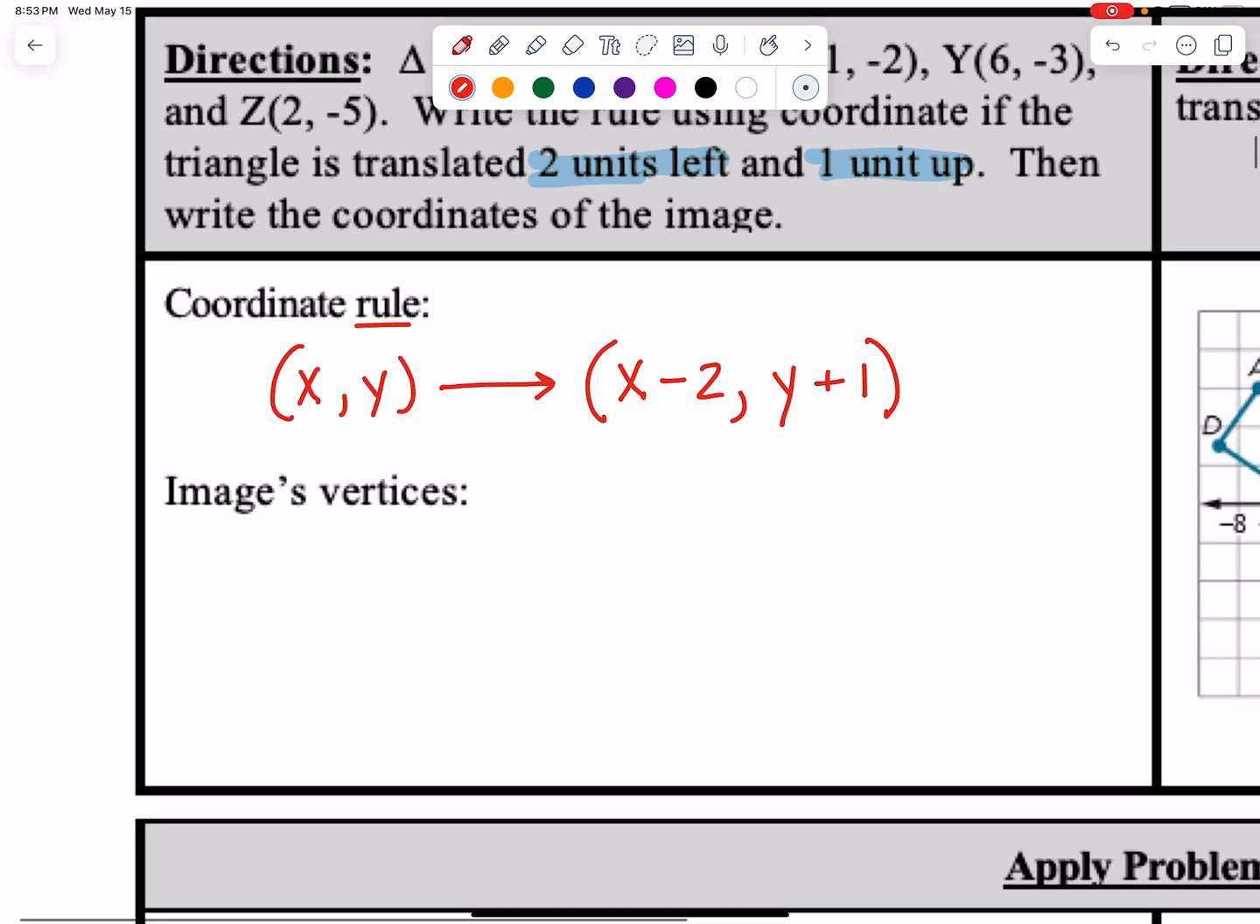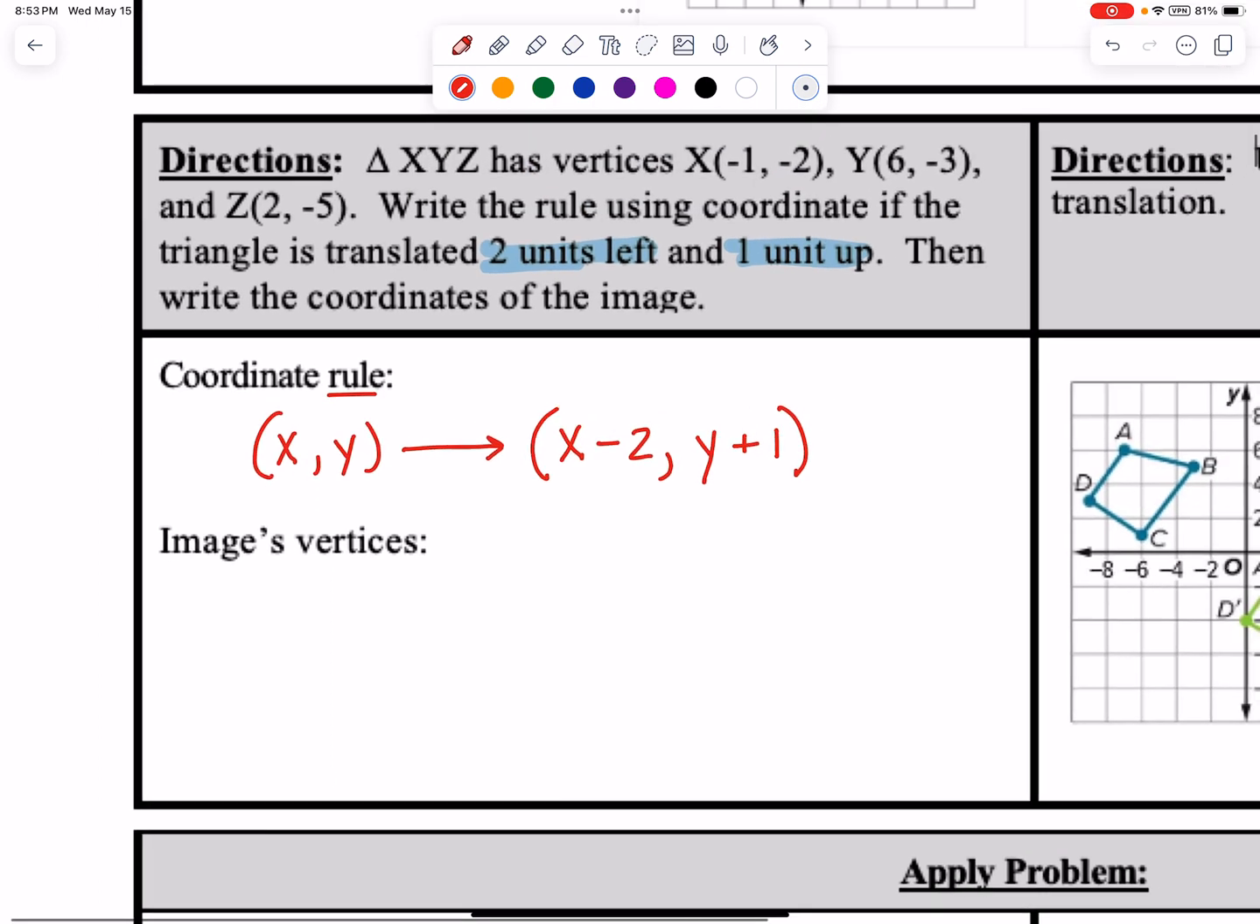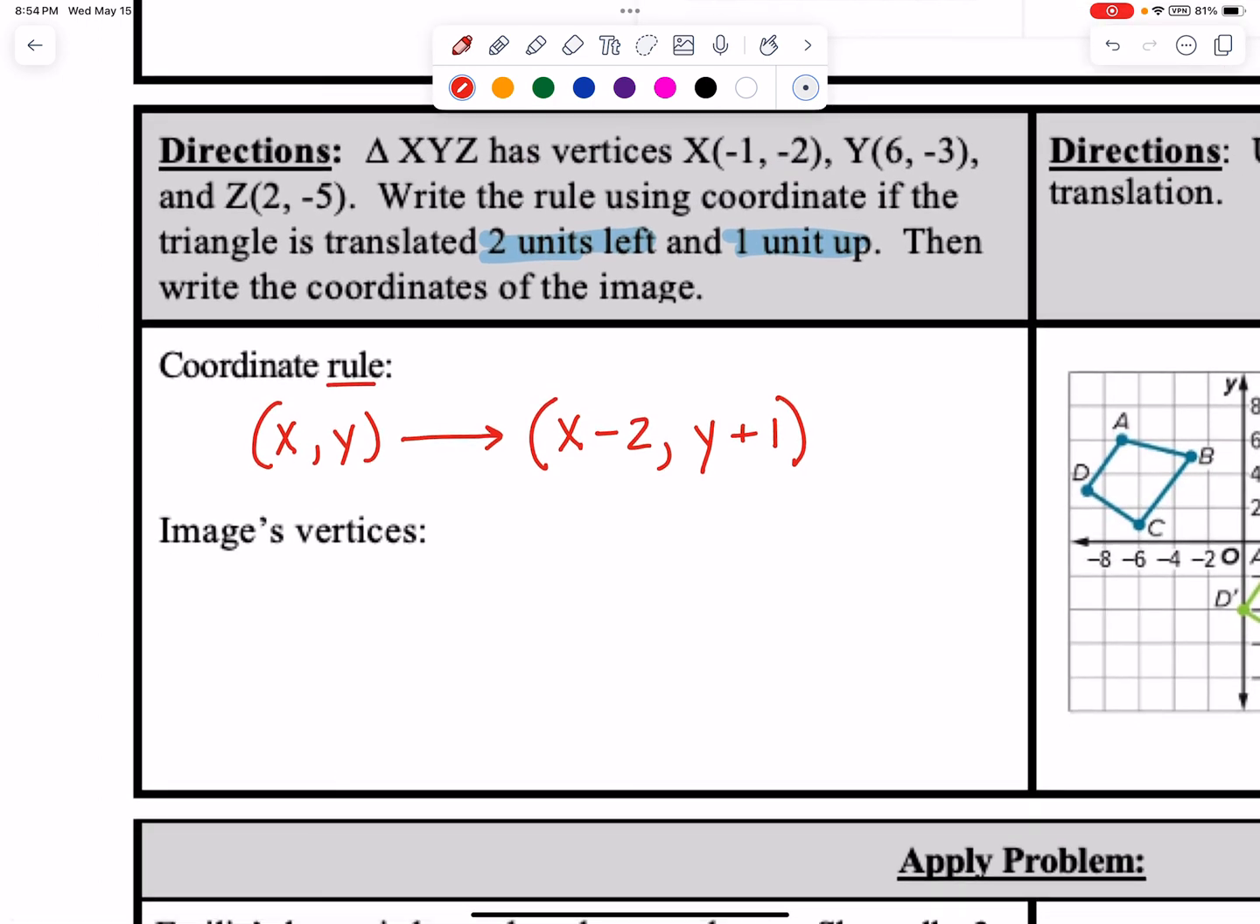So what are the new image's vertices? Okay, so we had a prime image. We're going to apply the rule and record what the new vertices are. So the first one, remember, X, okay, it was -1, -2. So now we're going to go like this. And essentially, do you see how we're sort of plugging in the X and the Y? Okay.